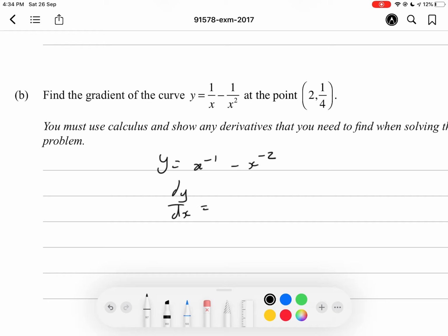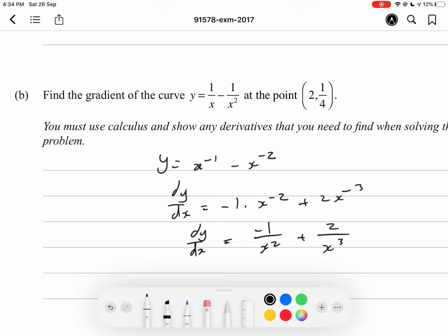So dy over dx equals, negative 1 brought down, negative 1 times x to the power of negative 2. And in terms of differentiating negative x to the power of negative 2, negative 2 times negative 1 is just plus 2. And we need to take the power down by 1, so this becomes x to the power of negative 3. So therefore dy over dx equals negative 1 over x squared plus 2 over x cubed.